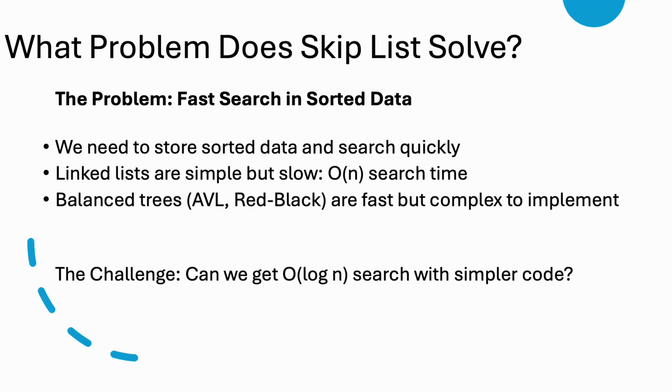What problem does the skip list solve? Let's start by understanding the problem the skip list is designed to solve. Imagine you need to store data and search through it quickly. This is a common requirement in databases, search engines, and many other applications. Now, linked lists are simple and easy to implement, but they have a major drawback. Searching requires O(n) time. This means if you have 1,000 elements, you might need to check all 1,000 nodes in the worst case.